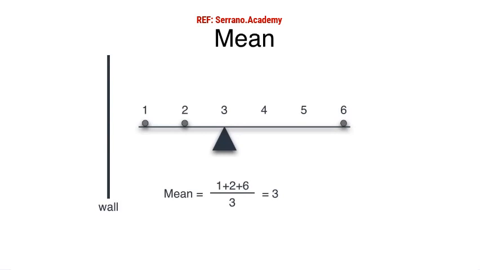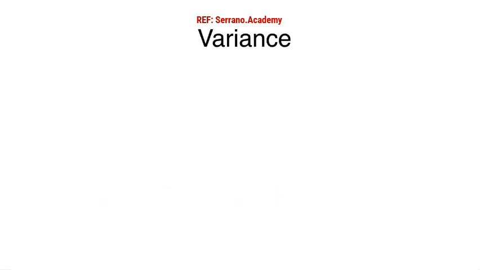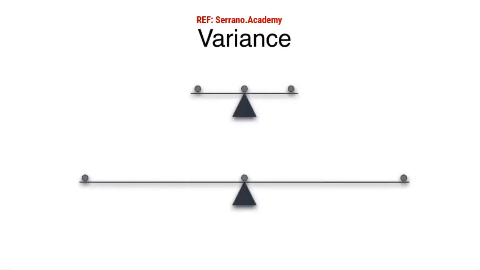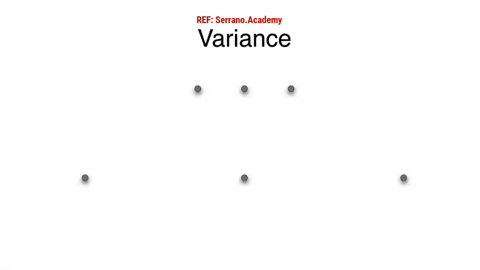But now there are a lot more things I can say about a set. For example, what if I have these 3 points and these 3 points? How do I tell those apart? Well, not using the mean, because they have the same mean. Notice that they balance on the same point. But if you can see, the points in the top are a lot closer to each other and the ones at the bottom are a lot more spread out. So how do I measure that?